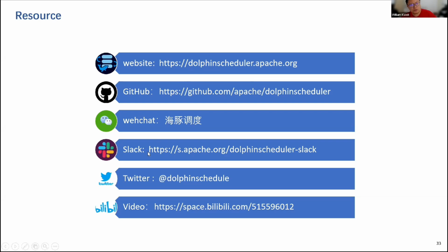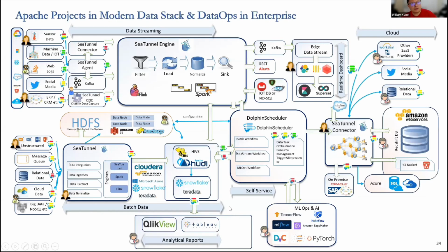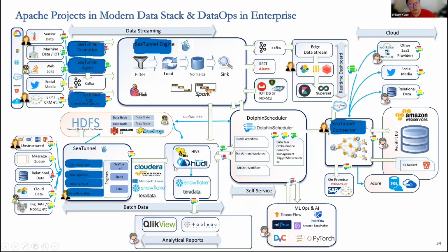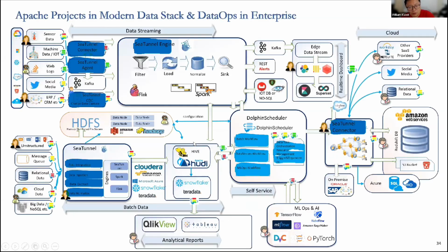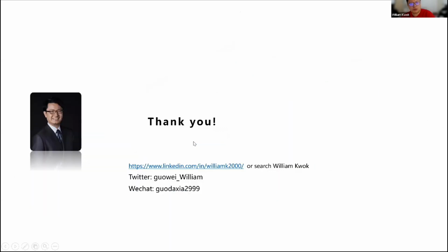So here is some information about DolphinScheduler. The website is dolphinscheduler.apache.org. And also you can join the Slack channel or Twitter, or if you're Chinese, you can join the WeChat. And here are some videos on this link. And so in summary, we just introduced the Apache projects in the modern data stack and DataOps in the enterprise. There are many projects here. And I introduced two of them, SeaTunnel and DolphinScheduler.